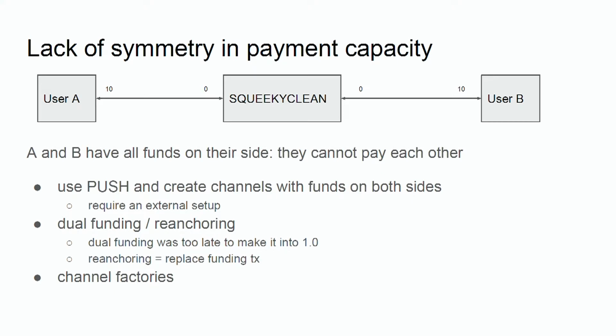And there's also channel factories, where basically you could not go back to the blockchain, but instead reuse closing transactions to reopen new channels inside a channel factory. So it's a bit more complex, but this would enable you to not go on-chain all the time.